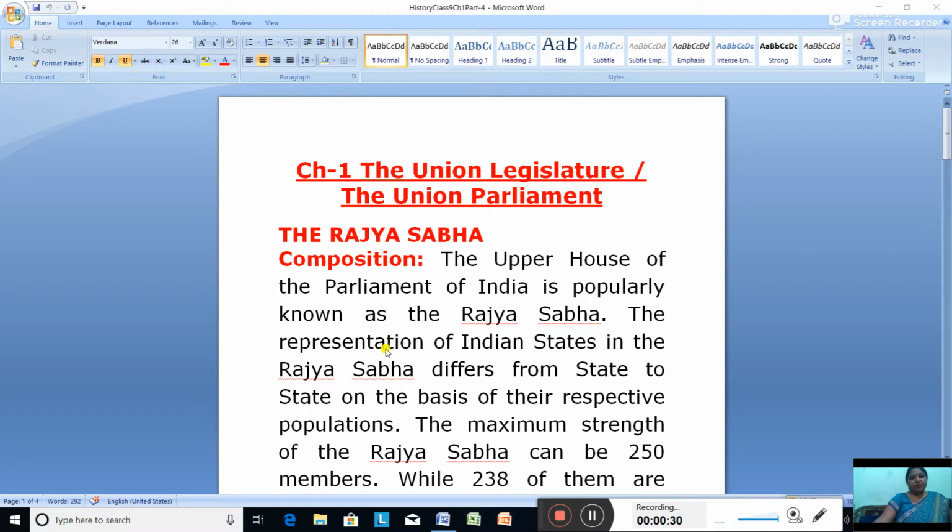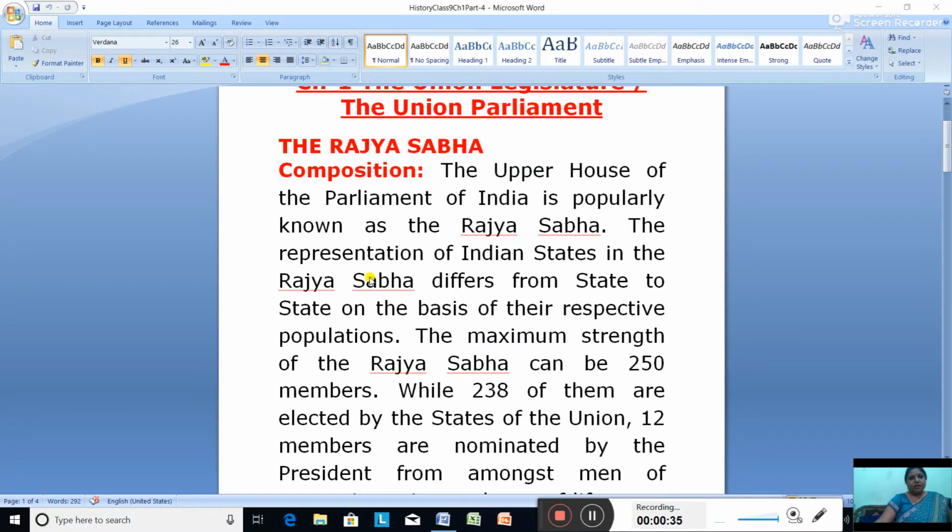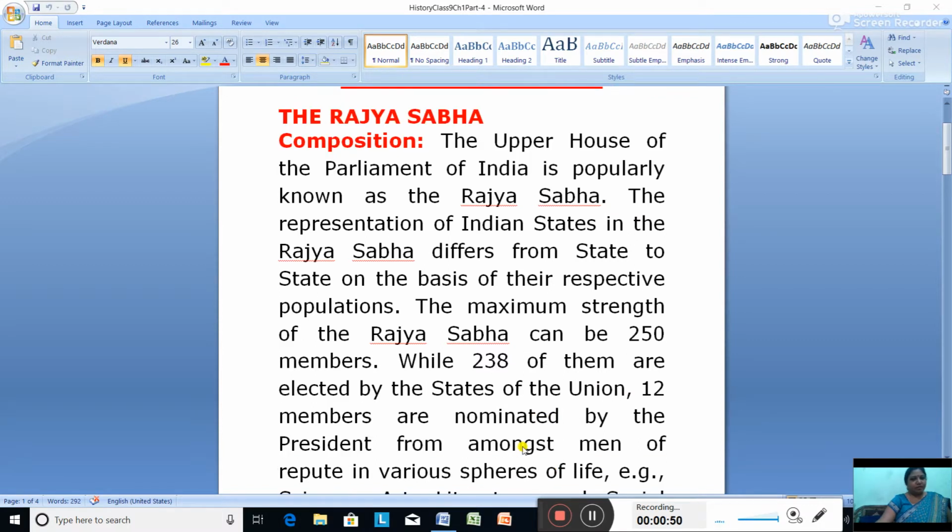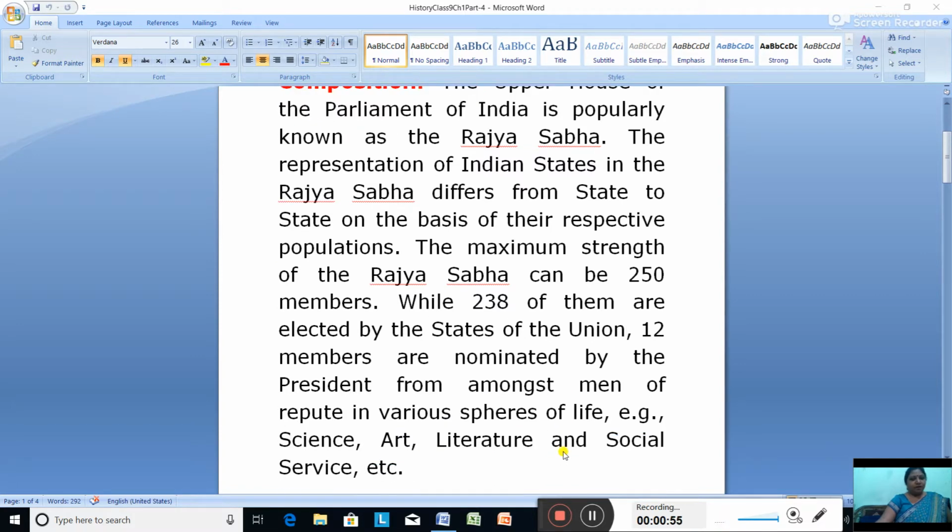Now if the question is asked how the Rajya Sabha is composed, then your answer should be: the maximum strength of the Rajya Sabha can be 250 members. 238 of them are elected by the states of the union. 12 members are nominated by the president from amongst men of repute in various spheres of life, for example science, art, literature, social service, etc. Means those who are excellent in their field, they can be nominated by the president.